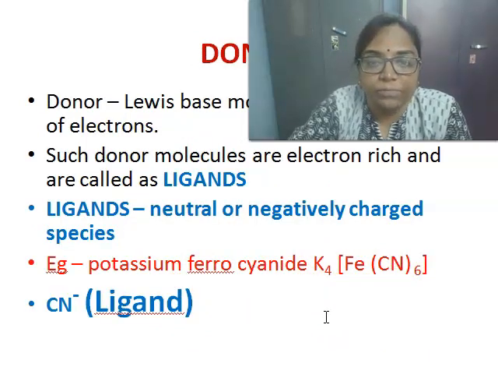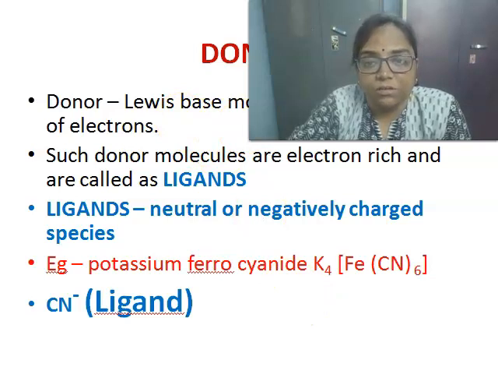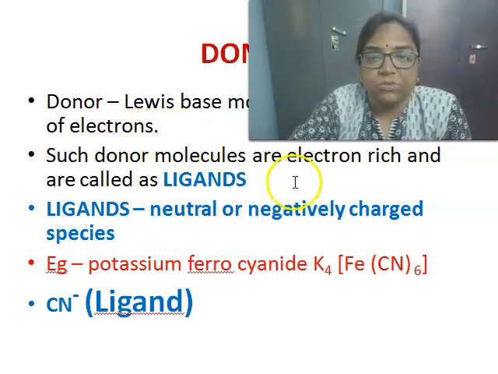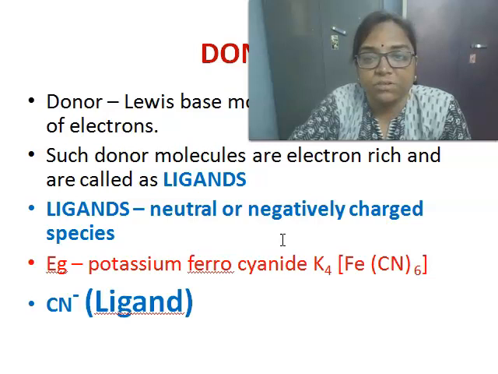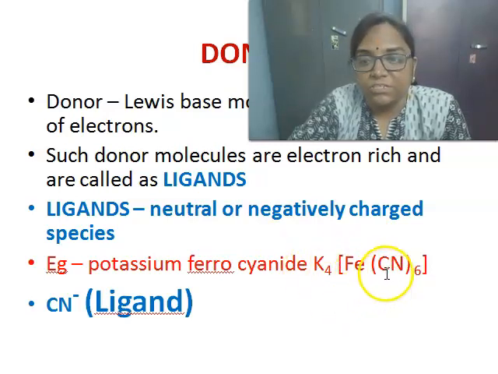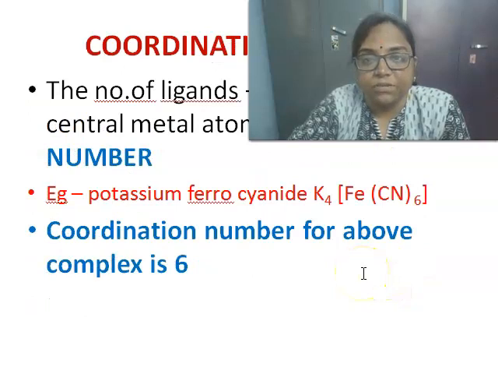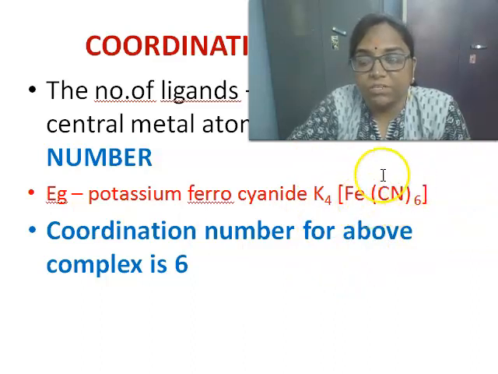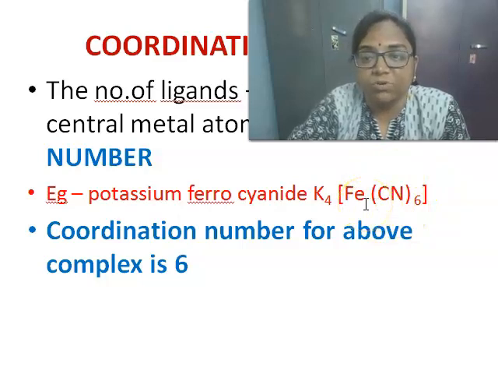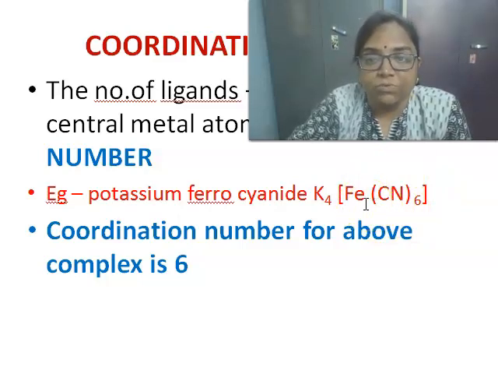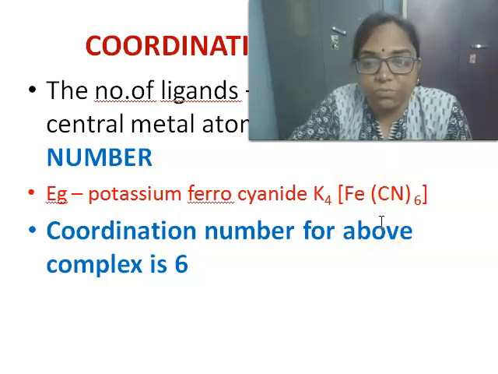Next comes the donor. A donor is usually a Lewis base donating a pair of electrons. These donor molecules are always electron rich and are called ligands. Usually they are negatively charged species. In potassium ferrocyanide, CN is a ligand. Next comes the coordination number. The number of ligands which surround the metal ion is called the coordination number. For this particular complex, the coordination number is 6.